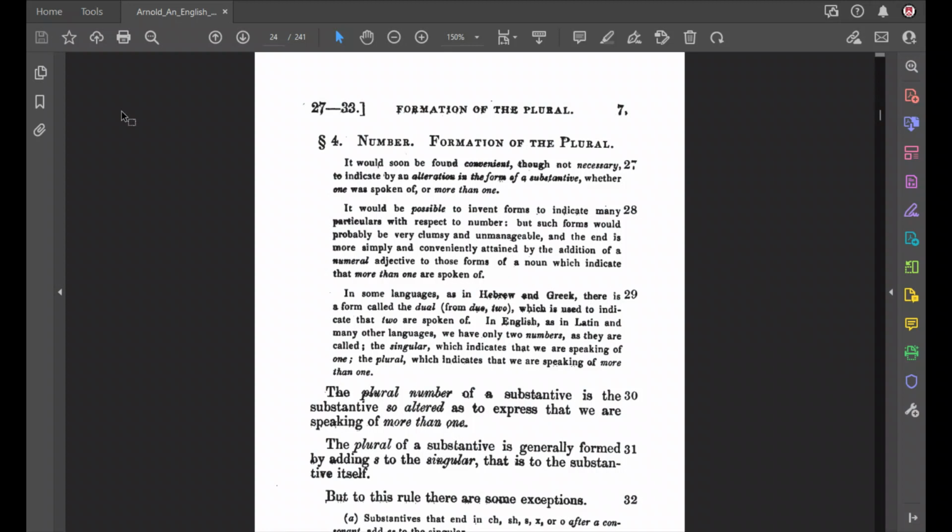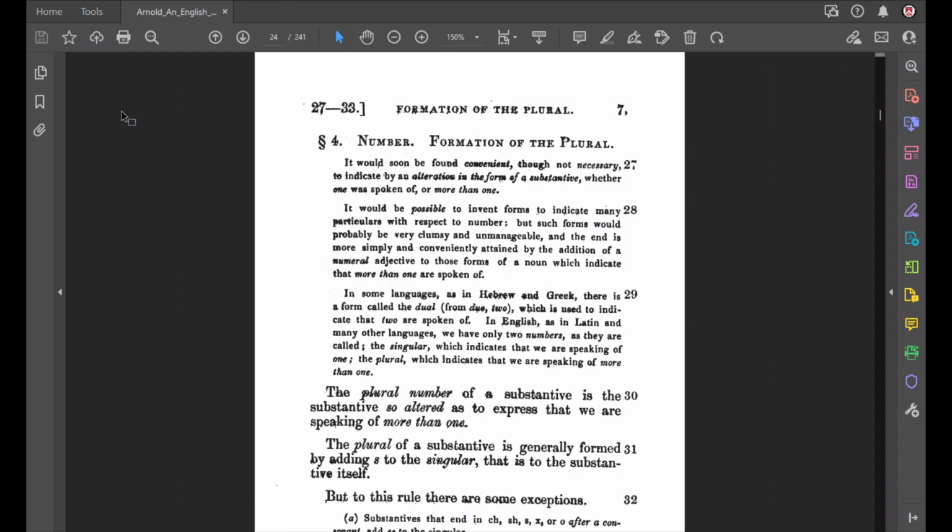So if we want to say 7 dogs, instead of having a form of the word dogs that represents 7, we just say 7 dogs. It's easier, it's better to just use an adjective, 7, and say 7 dogs, right? Than if you had to learn a form for every number. That'd just be a waste of time. Be clumsy and unmanageable. And remember, marking the number is not even necessary.